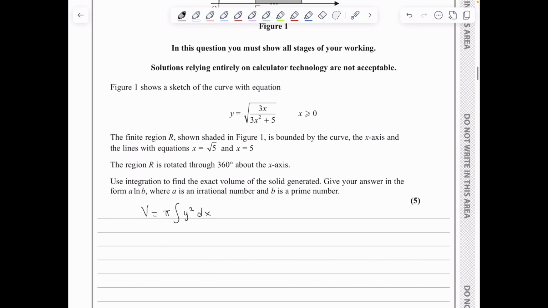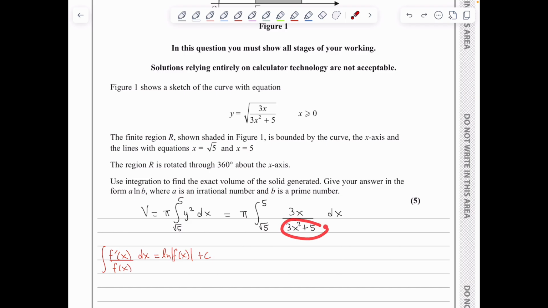So let me write this down. So root 5 and 5. Well, obviously, the y squared is simply 3x over (3x squared plus 5). So it's the integral of root 5 up to 5 of 3x over (3x squared plus 5) dx. And in order to proceed in integrating 3x over (3x squared plus 5), let's recall that the integral of f dash of x over f of x is ln f of x plus c. This is called integration using standard patterns or reverse chain rule.